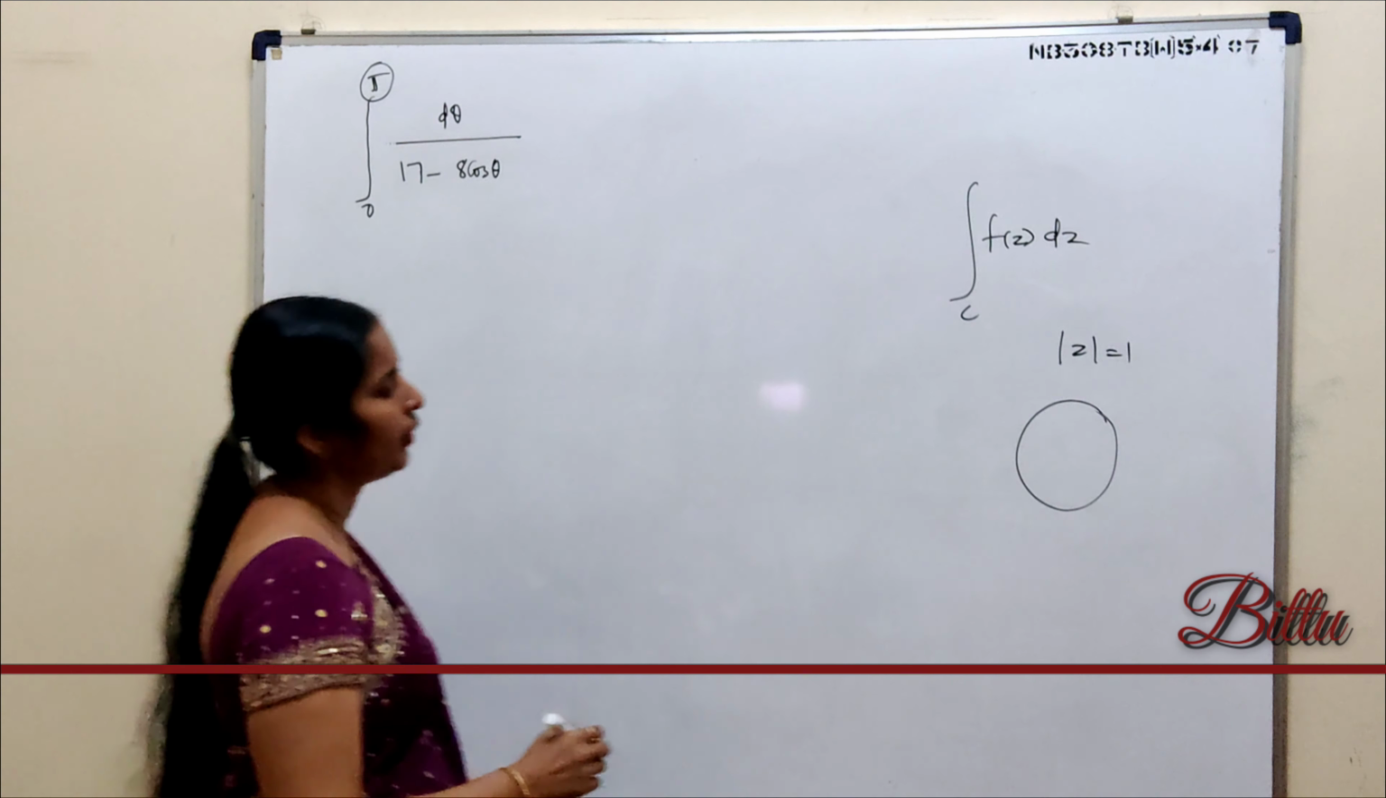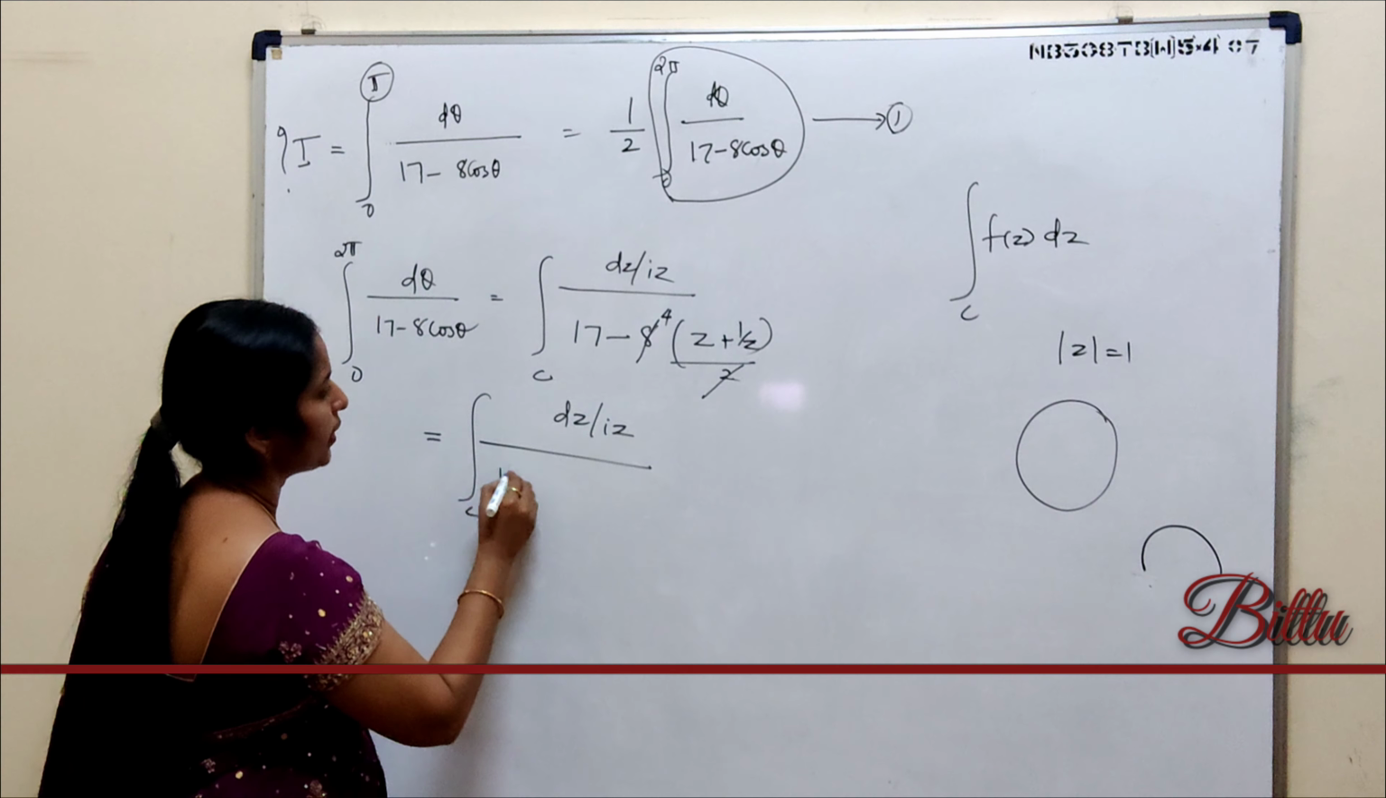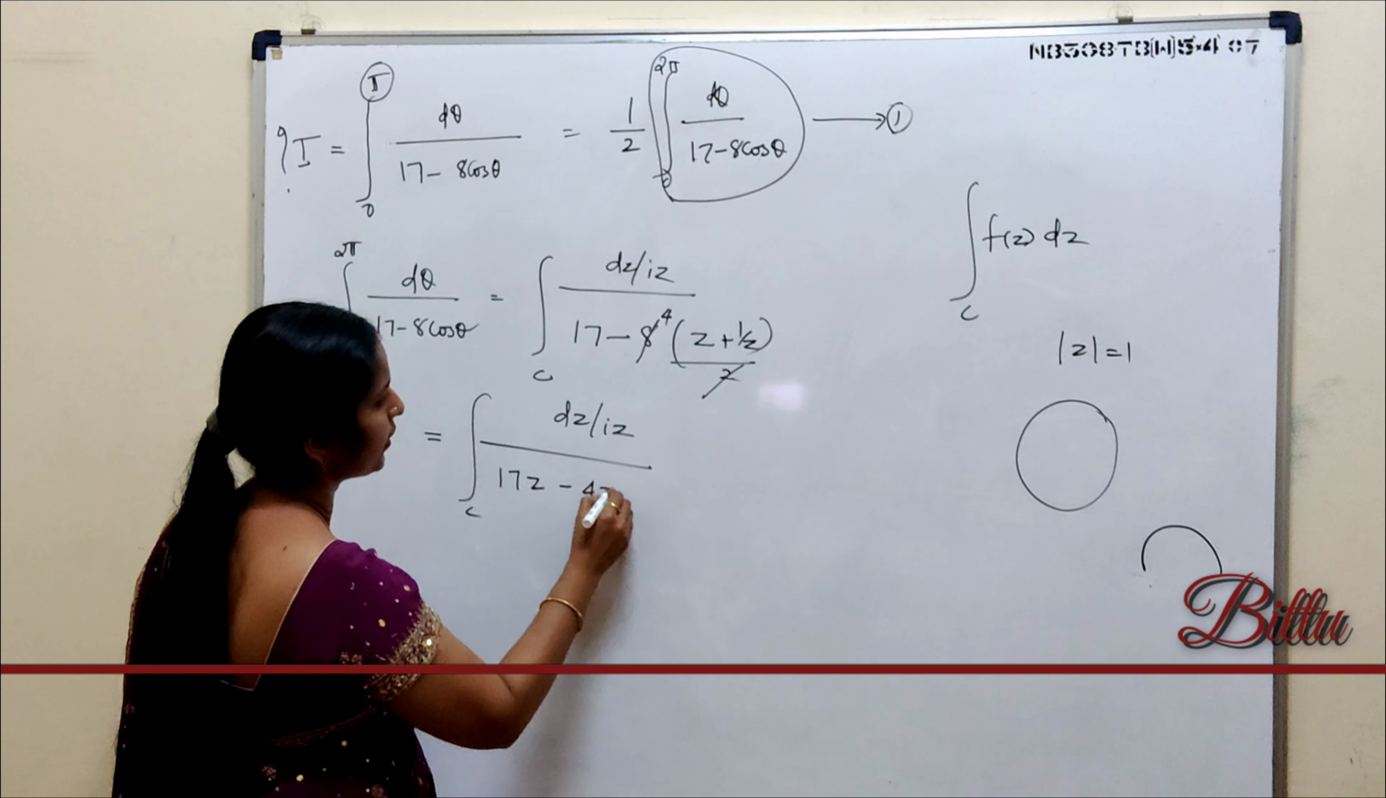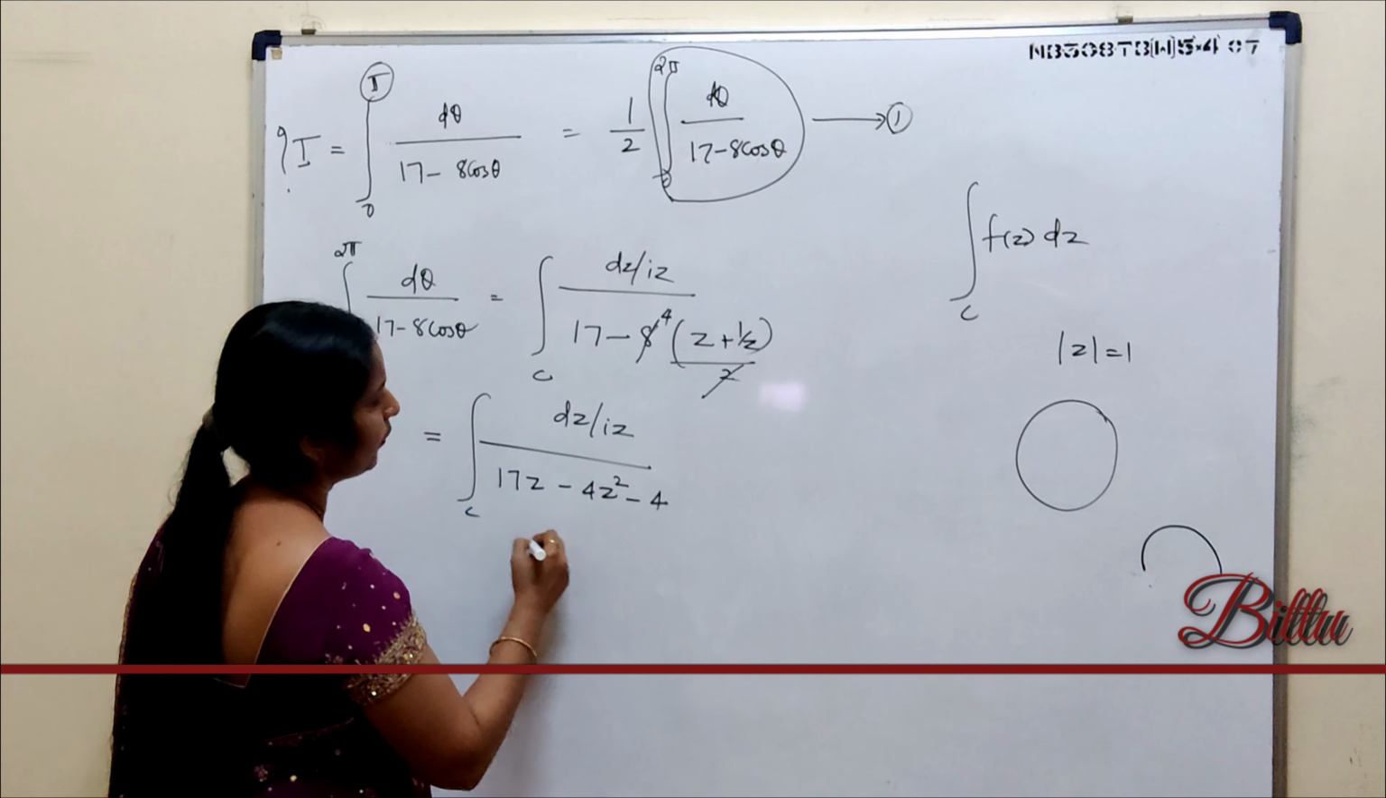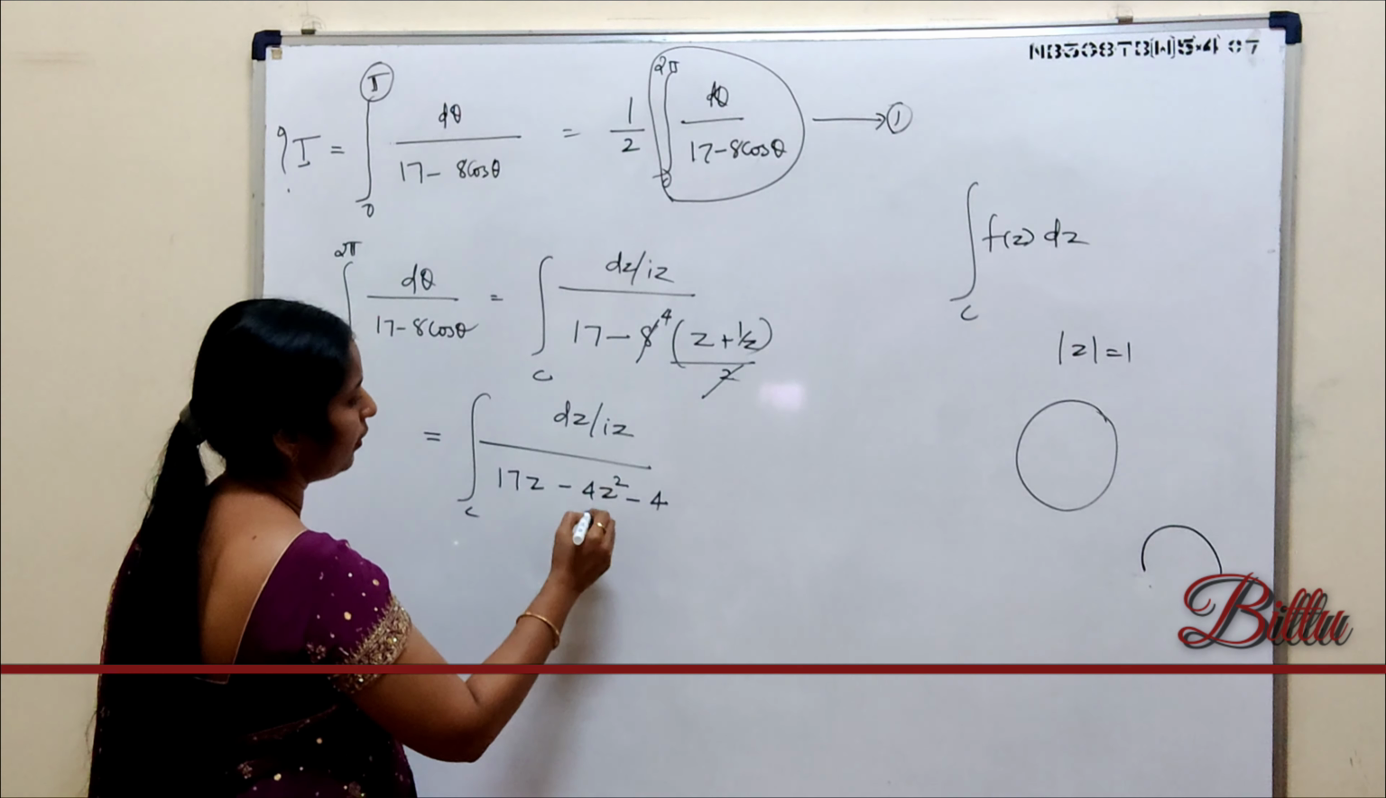Next, I wish to take LCM as z. So 17 minus 4 times (z plus 1 by z) is 17z minus 4 z square minus 4, the whole divided by z. This z goes to the numerator. That is, integral over c dz by iz divided by minus 4 z square plus 17 z minus 4, so the z's cancel each other. We take the constant outside.